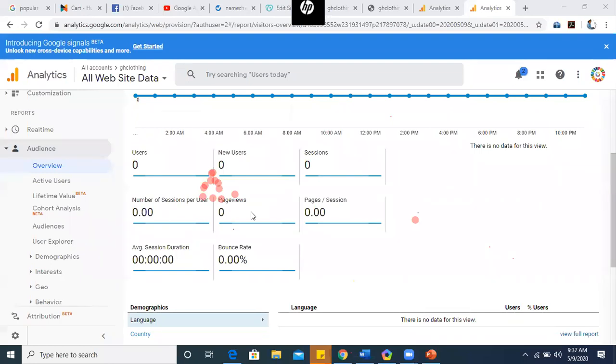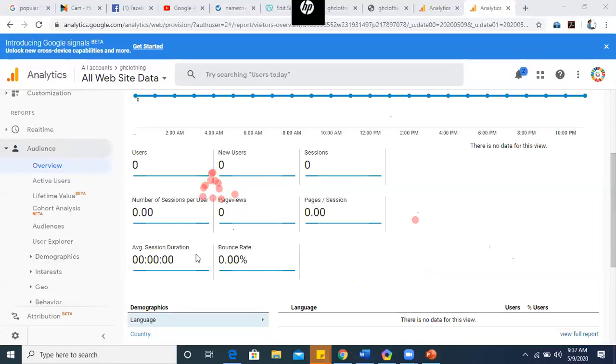Then we have pages per session. That talks about how many pages a person views in one session before they leave. Somebody's asking, why is it important? It is important, and I'll come to talk about why they are very important.